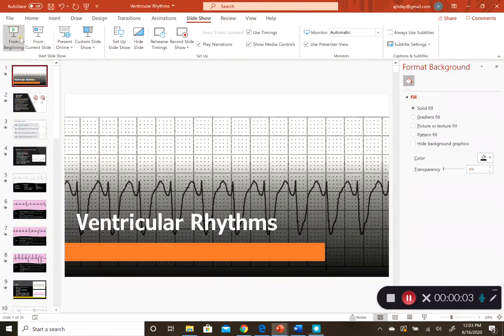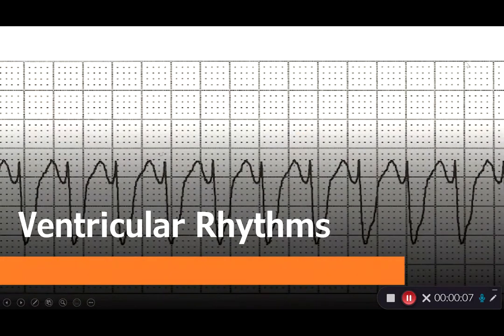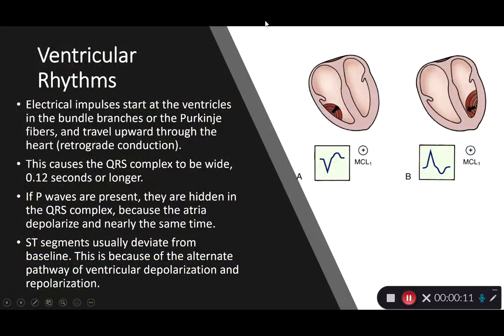All right, in this PowerPoint, I'm going to just do a brief overview of ventricular rhythms. So when we have a ventricular rhythm, the electrical impulse is beginning somewhere in the Purkinje fibers of the ventricles. So we get this kind of retrograde conduction because we're moving from the bottom of the heart up to the top of the heart. So it makes our QRS look a little weird.